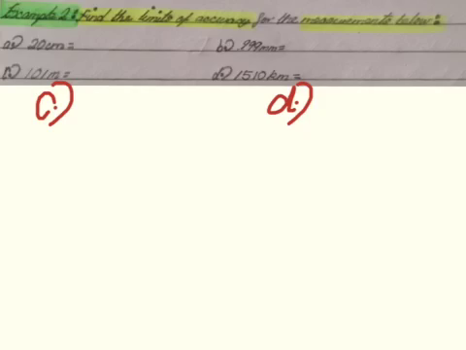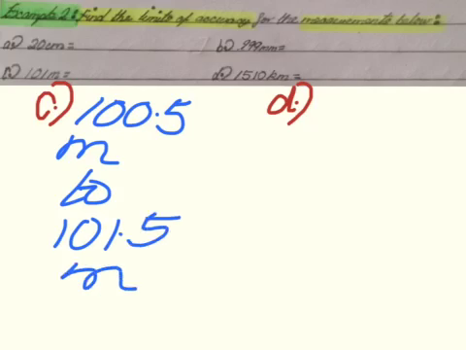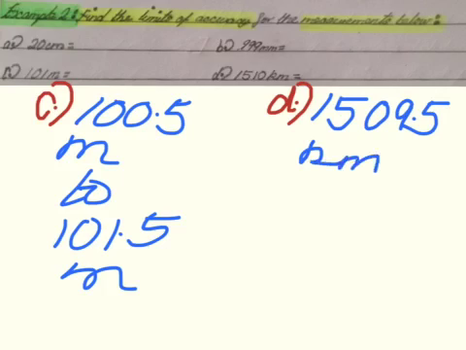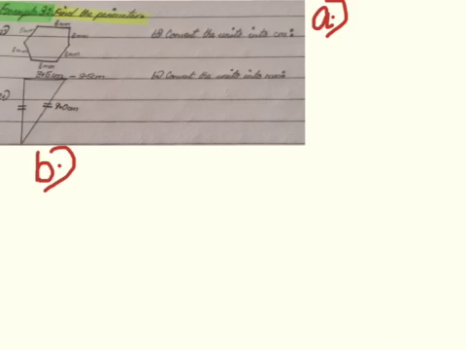Part C, it will be 100.5 meters to 101.5 meters. The next one may seem a little bit challenging, but it is not. You just need to look at it carefully. 1,509.5 kilometers to 1,510.5 kilometers.